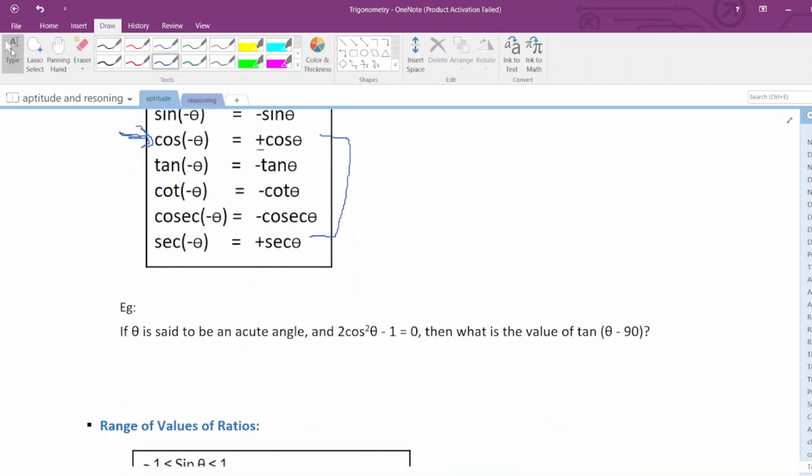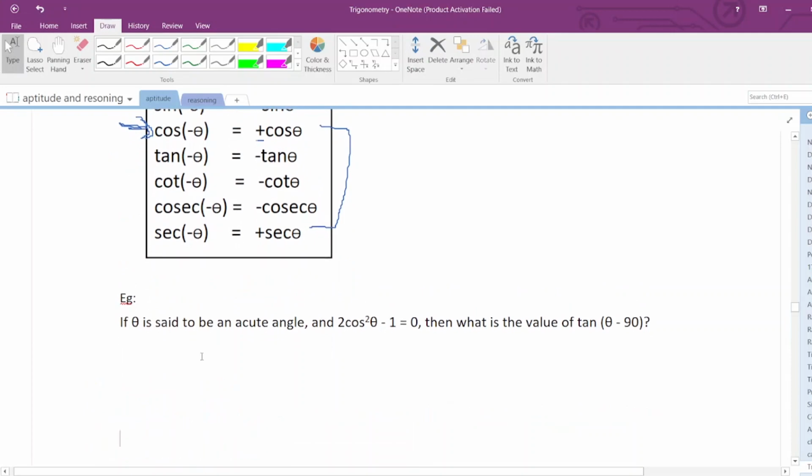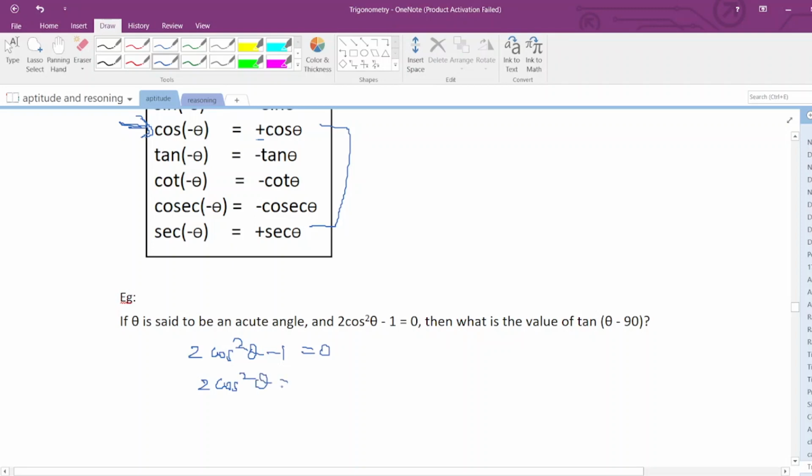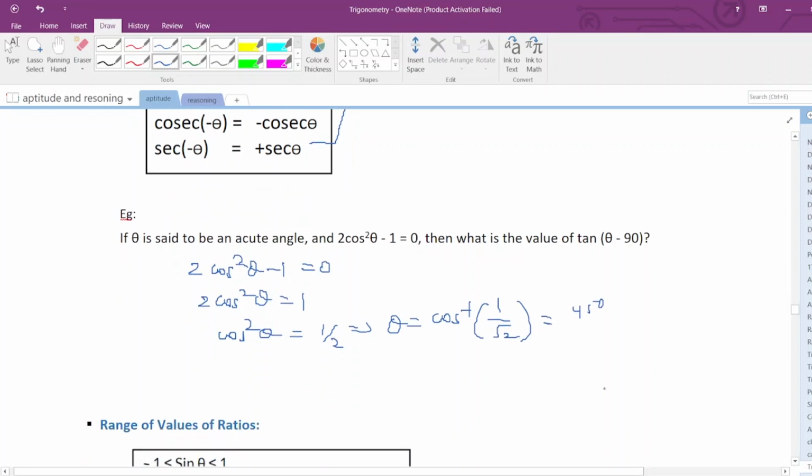Let's try to understand with this example. It's the same question we discussed previously. Here, take down 2 cos square theta minus 1 is equal to 0. 2 cos square theta is equal to 1, and cos square theta is equal to 1 by 2, which gives theta is equal to cos inverse of 1 by root 2. How much is it? 1 by root 2, so 45 degrees, right? So theta is 45 degrees.